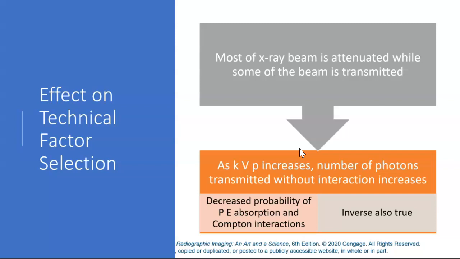So there's a decreased probability of photoelectric and Compton interactions. The inverse is also true. If you take your kVp and decrease it really far down, instead of 125, you shoot it at 40 kVp. We don't shoot anything at 40, but if we were to, we're going to have a lot of photoelectric absorption and very few Compton interactions.